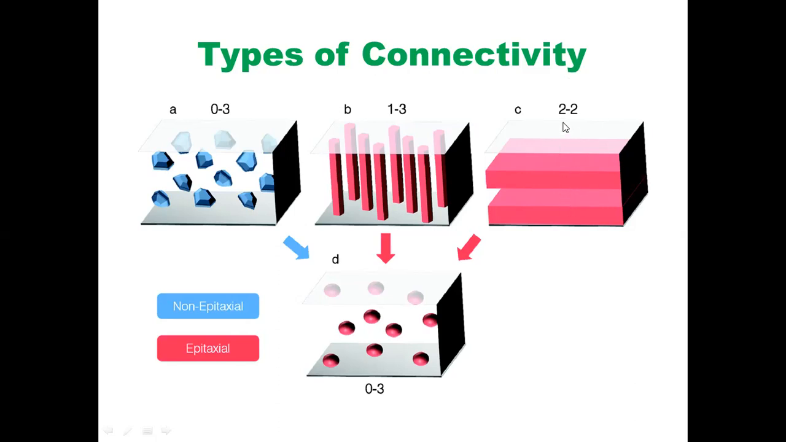Here 2 indicates the dimensionality. These are 2-dimensional objects. Even though we have shown them this thick here, actually they are in the form of thin films.